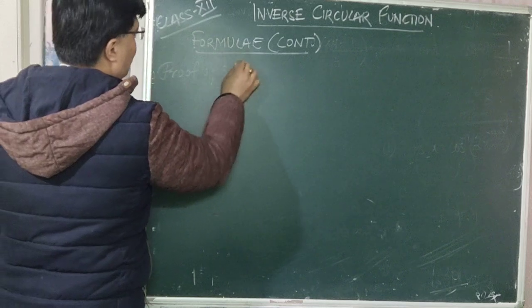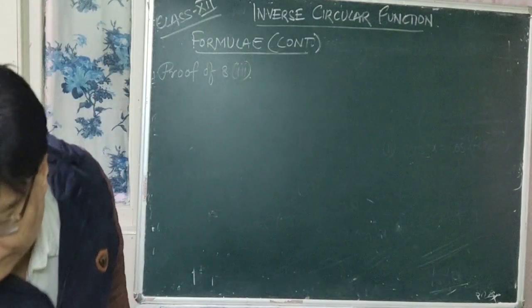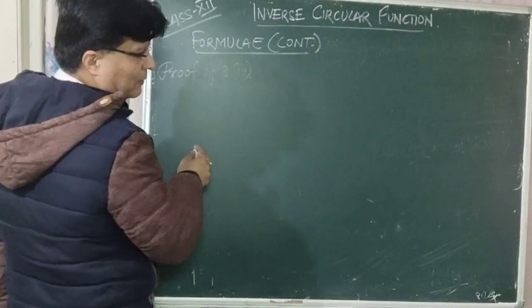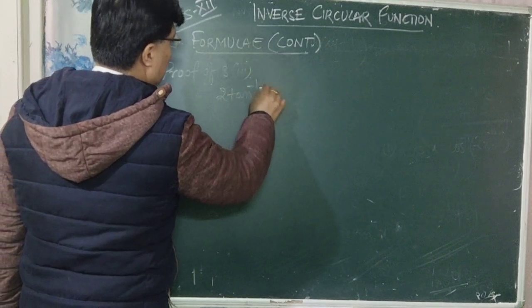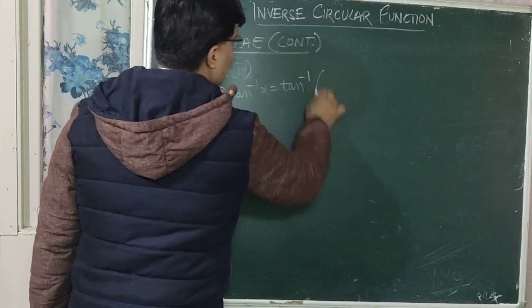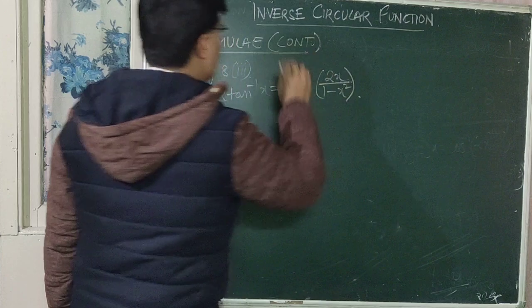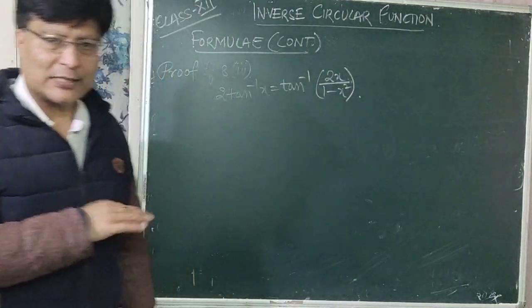Now proof of 8 number 3. So what was 8 number 3 formula? It was 2 tan inverse x is equal to tan inverse 2x upon 1 minus x square. You have to prove this LHS is equal to RHS.